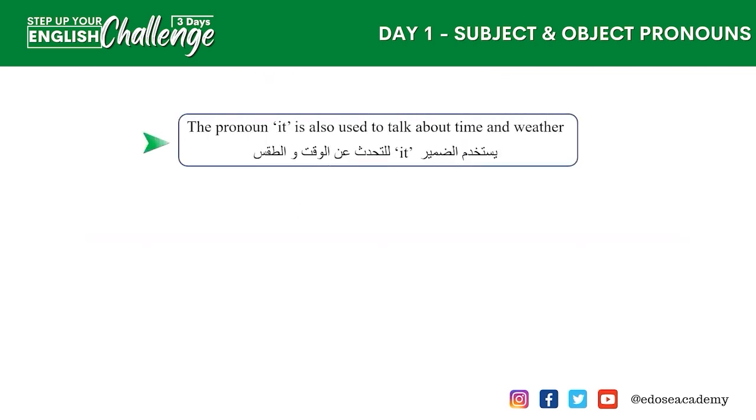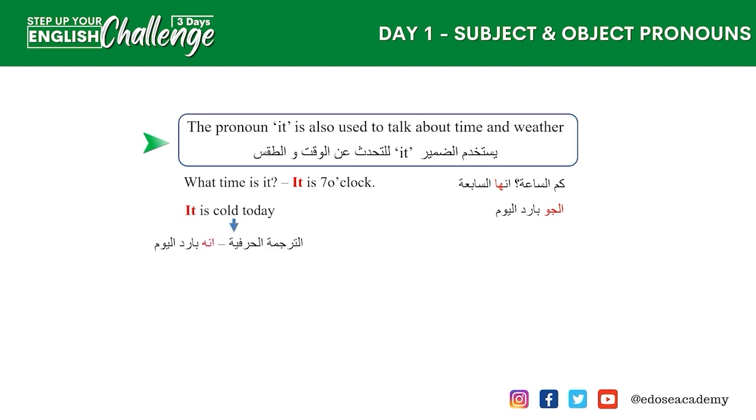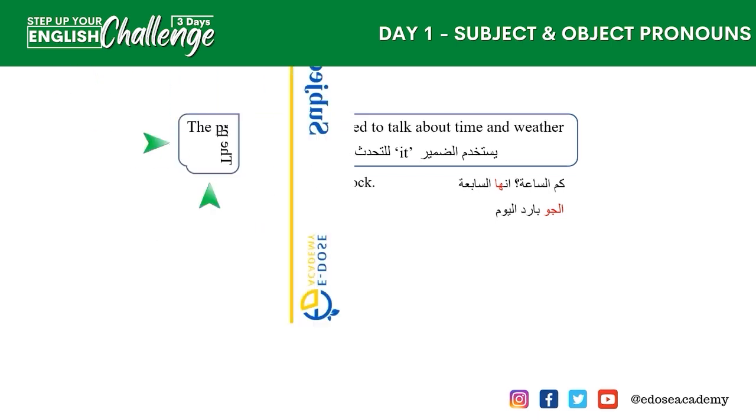Now, we also use the pronoun it to talk about time and weather. So, what time is it? It is 7 o'clock. Or we can say, it is cold today. Now, as you see, in Arabic we say the weather is cold, but in English we say it is cold.